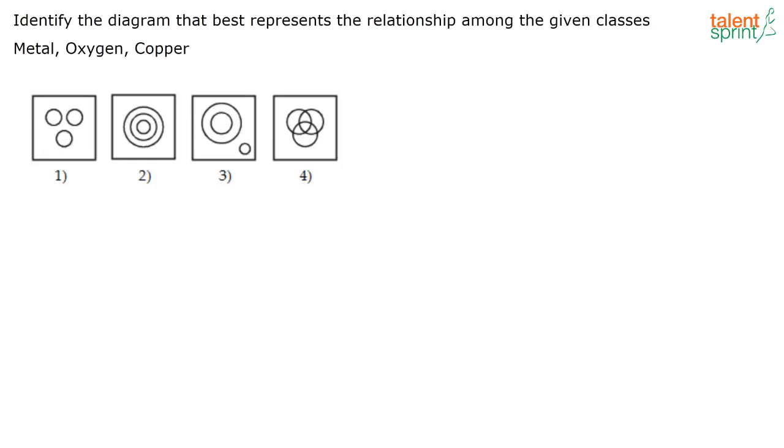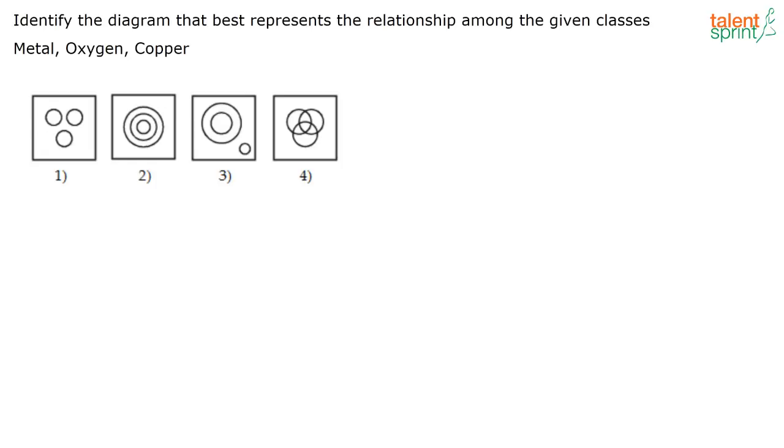Identify the diagram that best represents the relationship among the given classes: metal, oxygen, copper. Fairly easy question. What is the answer for this? Yeah, Anusuya says answer is 3. Nakul says 3. Chinnu, Banashri, Mamata, Shiridi, Sai, Jyoti. All of you give me the answer as 3.